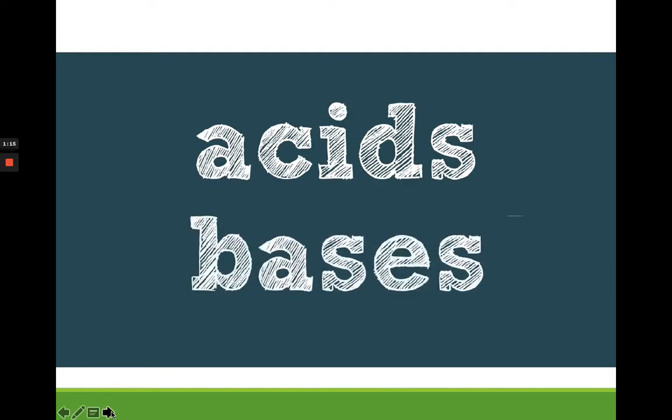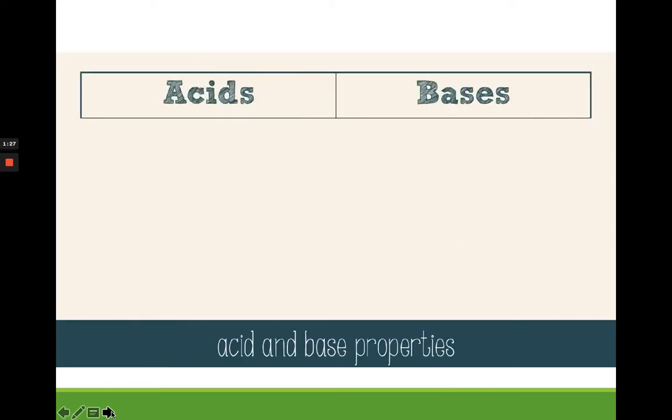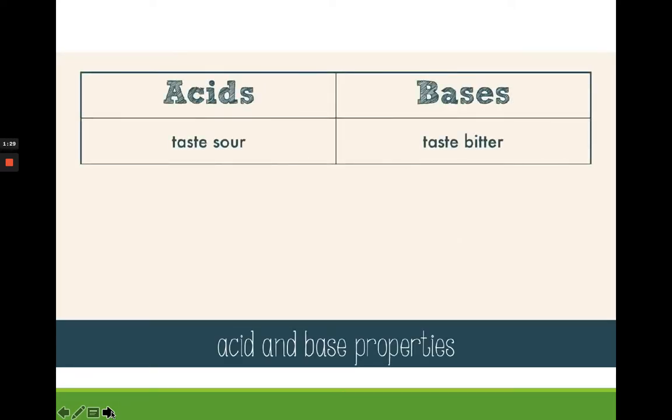You probably ate food with acids in it today and maybe washed the dishes with a base. There are some basic properties that will help you distinguish acids and bases from other chemicals. Acids have a sour or tart taste. Think of lemons or vinegar. That's the taste. Bases taste bitter, which is not a pleasant taste. If you've ever had soap in your mouth, you'll know the taste of a base.